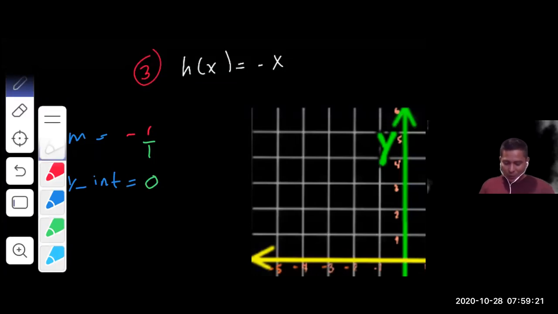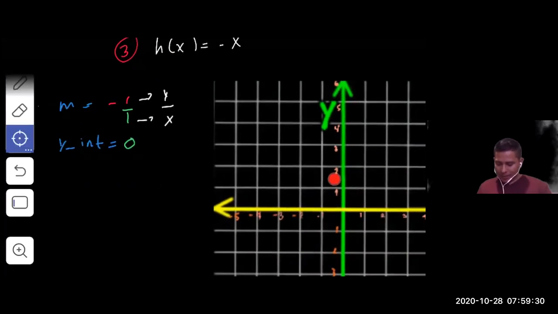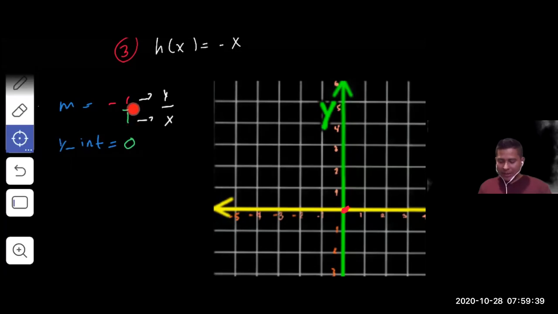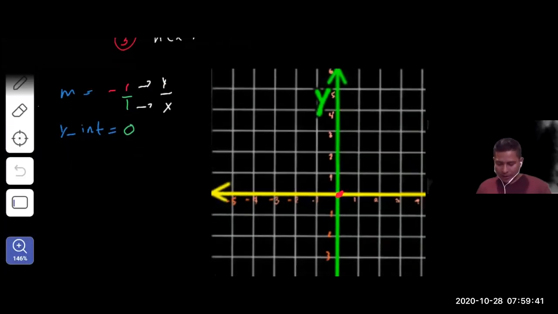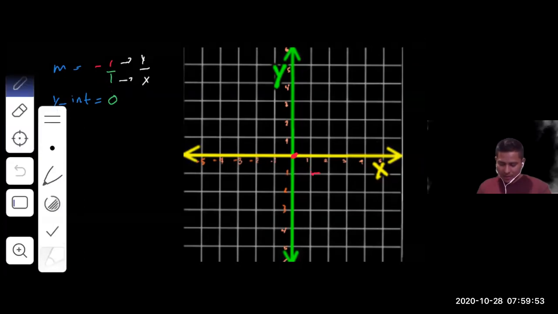I repeat, this is y and this is x. Let's do it. The y-intercept equals 0, so y equals 0. It's in the center, right? It's right here. And now let's move according to this slope in order to get the second point. -1, negative, means 1 unit down, and how many units to the right in x? 1. Okay, here, and we're gonna get my second point.